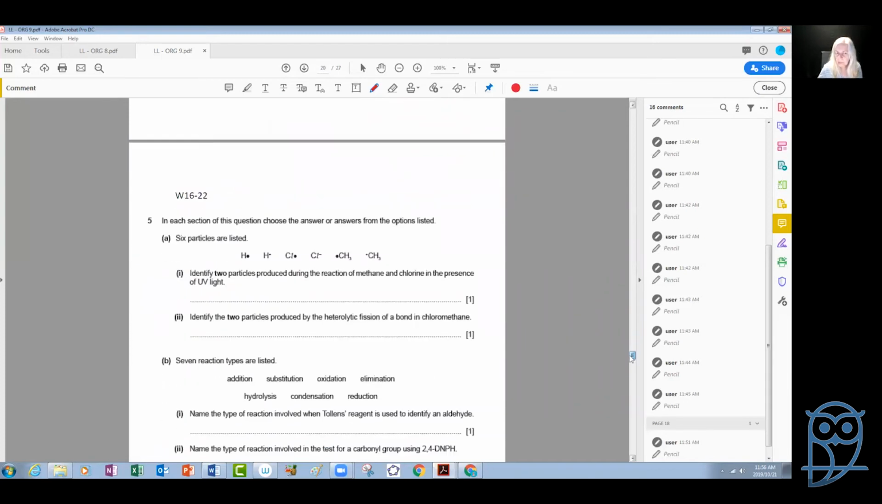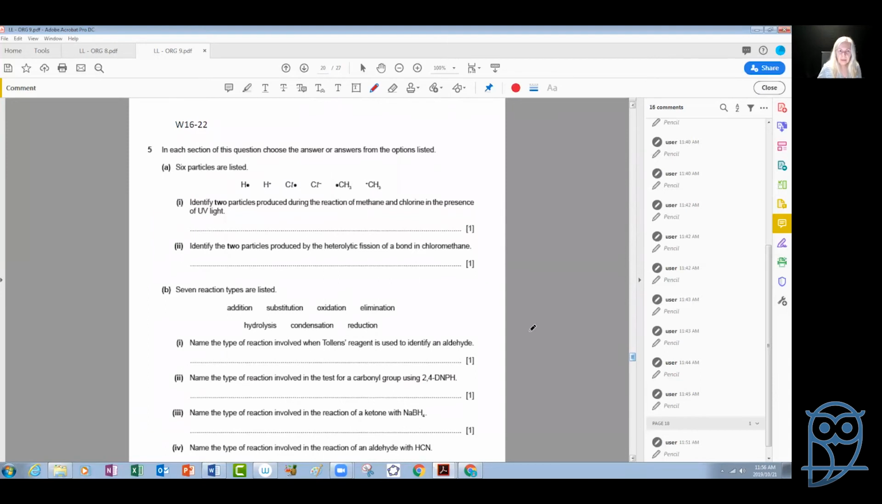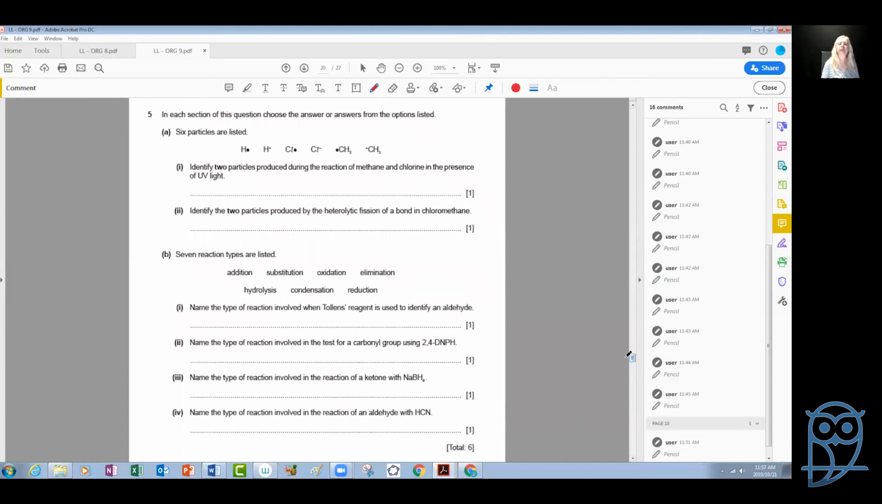Let's do another problem. This one, if I remember correctly. Let me find my paper here. Which is from 2016 again. As I see from my notes, it's actually a mix of various questions from different parts of organic chemistry. Let's see, but they're small and easy questions. In each section of this question, choose the answer or answers from the options listed.